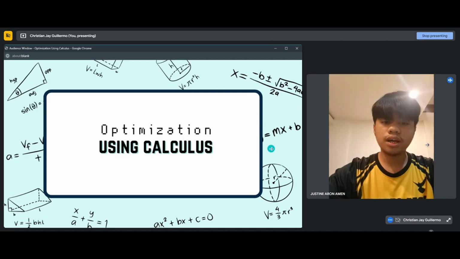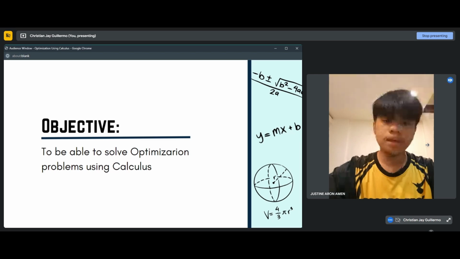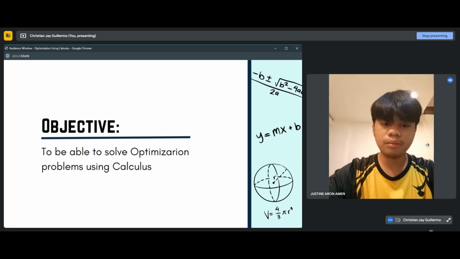Optimization using calculus. Here, our objective is to be able to solve optimization problems using calculus.